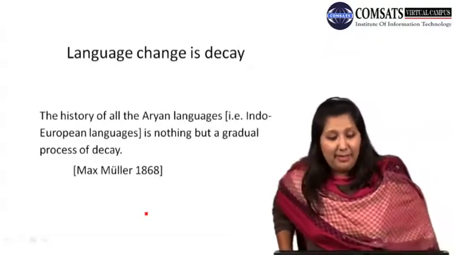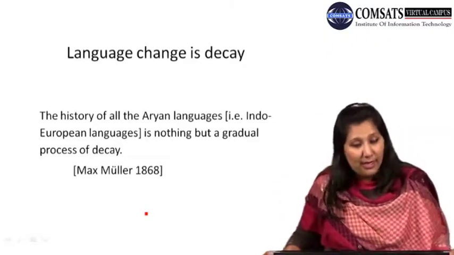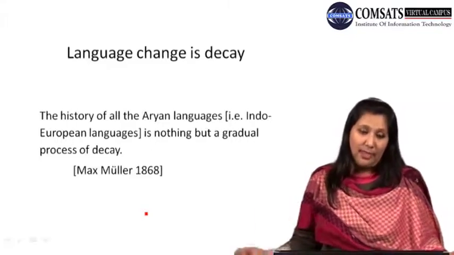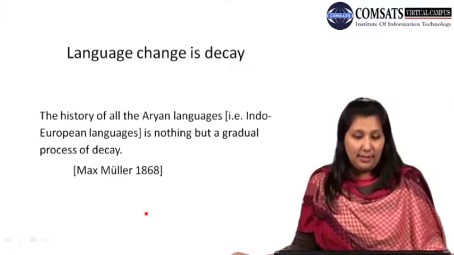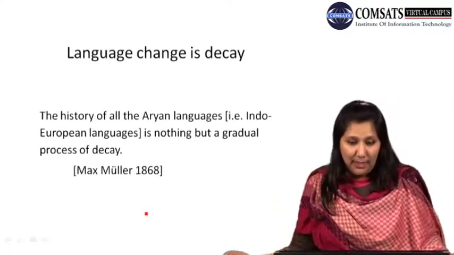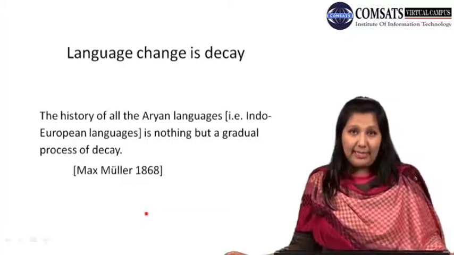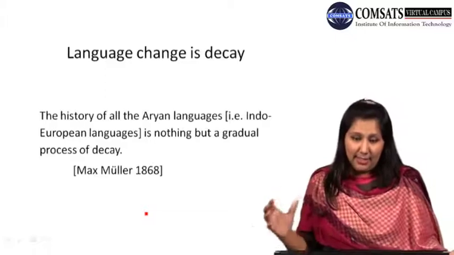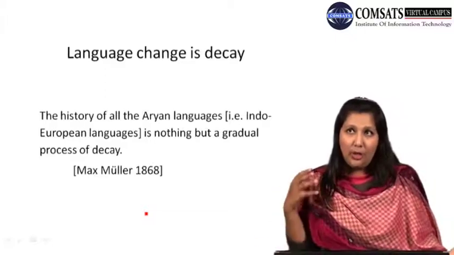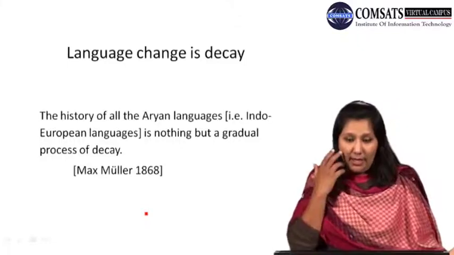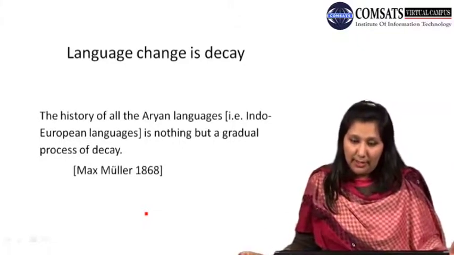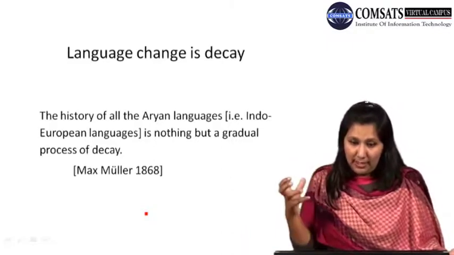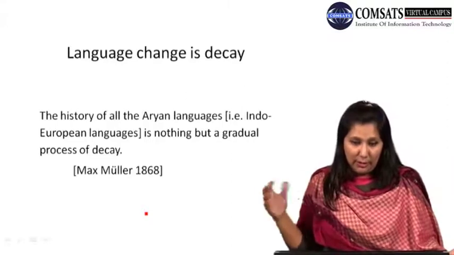Max Muller, in 1866, in a very late history, said that language change is a decay. It's not the progress. Perhaps he's being more judgmental right now, and he's giving his judgment about language change by saying that it's a decay, it's a deterioration, where one language is dying and the others are taking place. Language as a whole is dying, or maybe a few components of the language are dying, and then a few of the changes are taking place, not only in the internal structure but also in the outer structure of language as well.